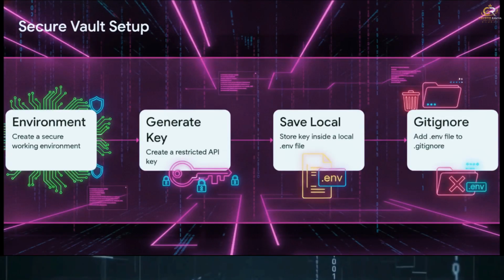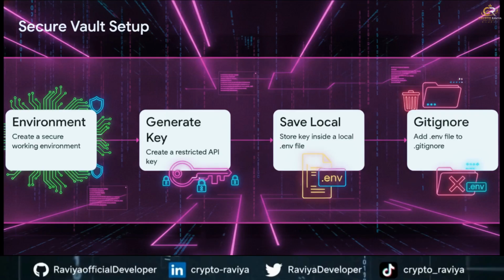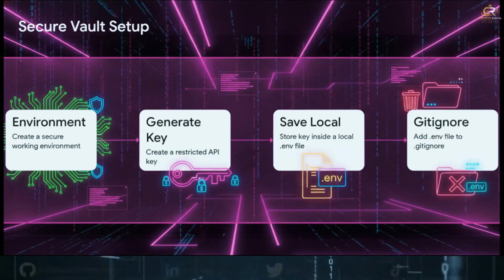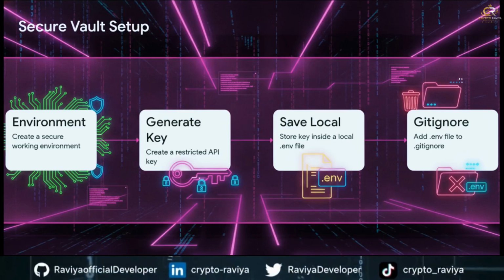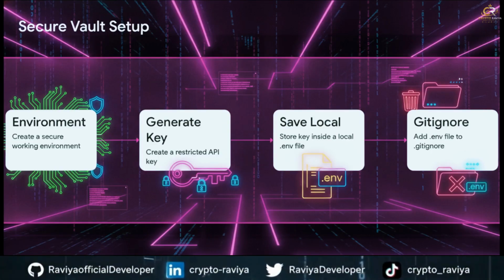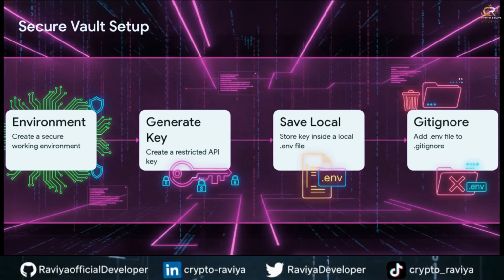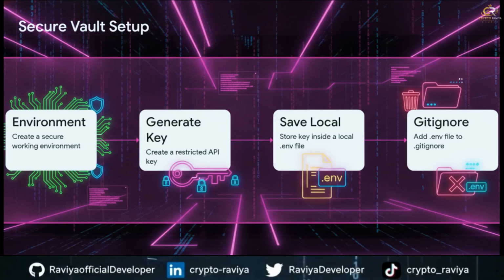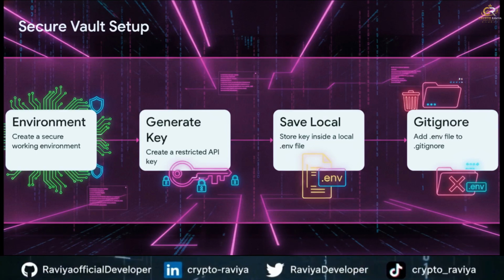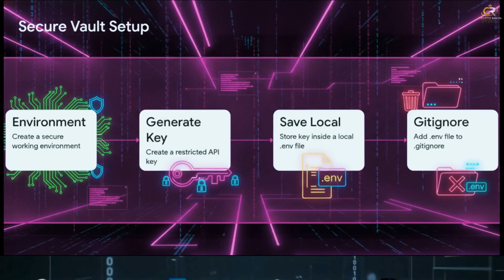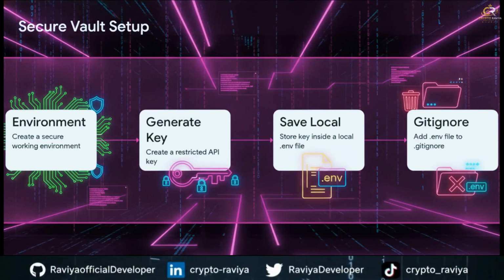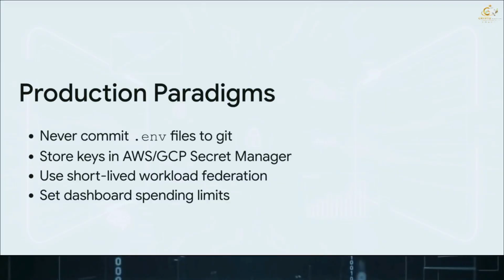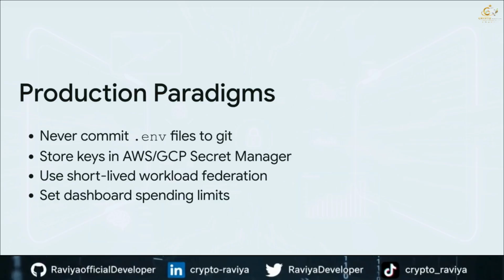So how exactly do we establish that secure vault locally? Well, there's a methodical 4-step process for your environment configuration. Step 1, create a secure working environment. Step 2, generate a restricted API key right inside the OpenAI platform. Step 3, and this is vital, save that key strictly inside a local .env file. Literally never hard code it into your main scripts. And step 4, immediately add that .env file to your .gitignore file to prevent it from ever being pushed to the public web.